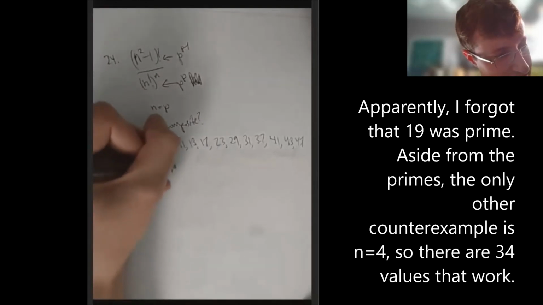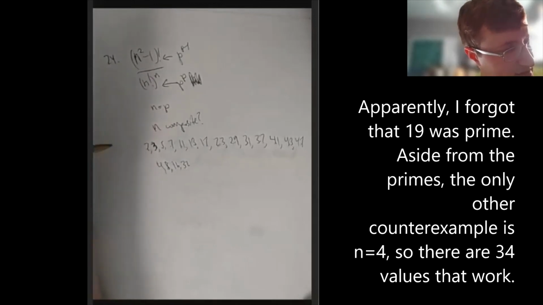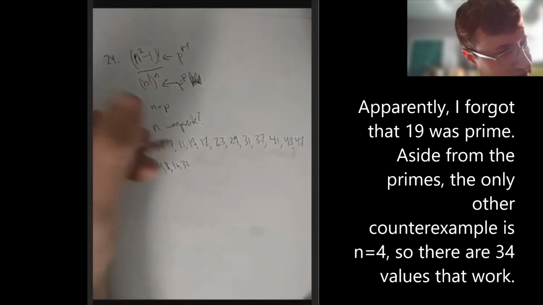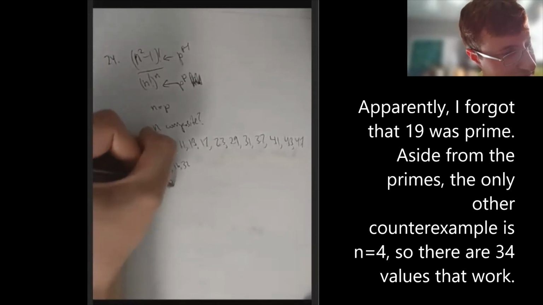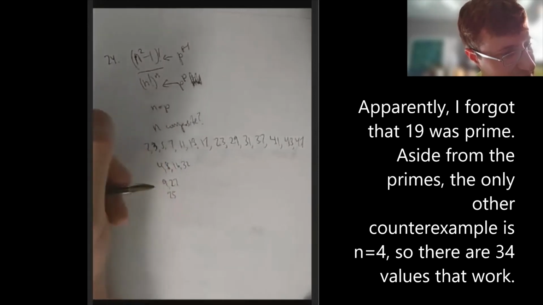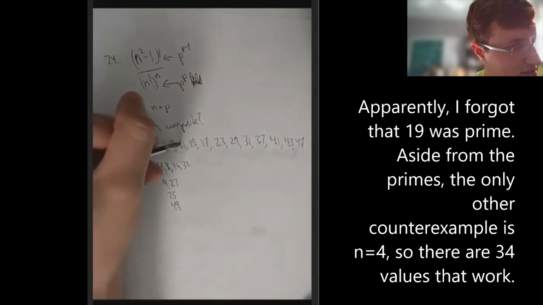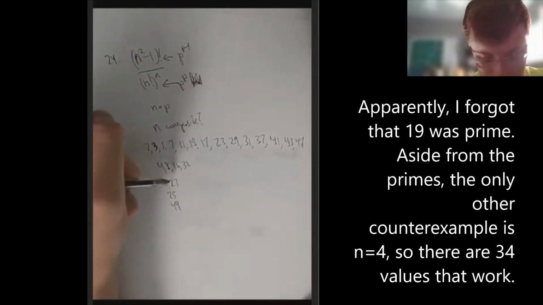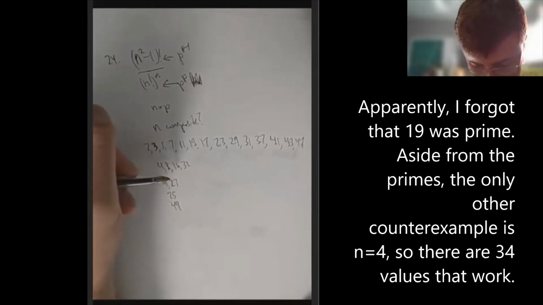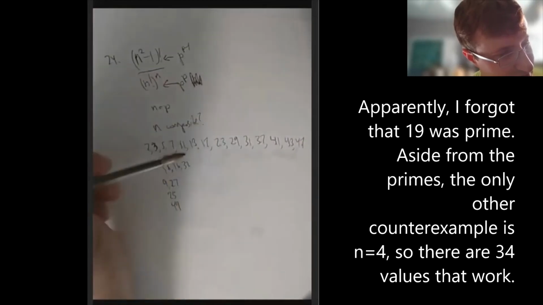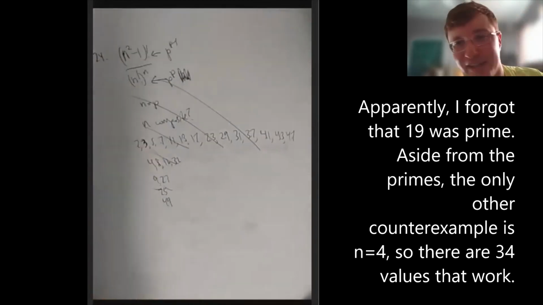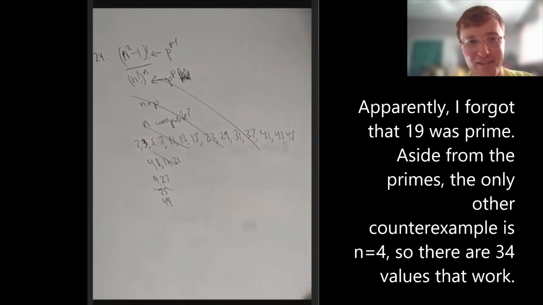4, 8, 16, 32. 27. Squares of 5, 25. Squares of 7 is 49. Okay, so that's 5, 10, 14, 18, 22 numbers. Okay, well, something's not right here. So let's just forget about that. And my time is pretty much up. So I'm going to stop there.